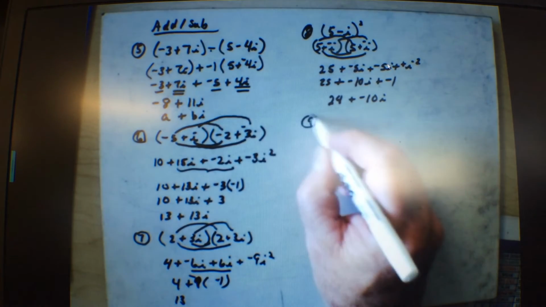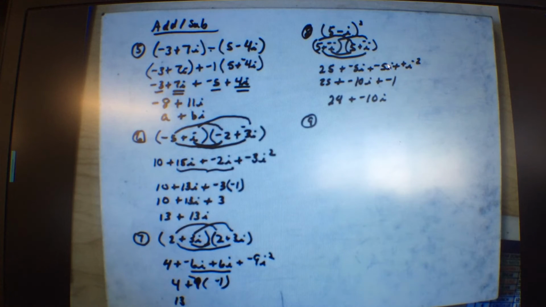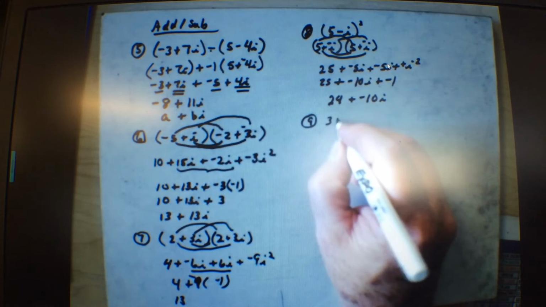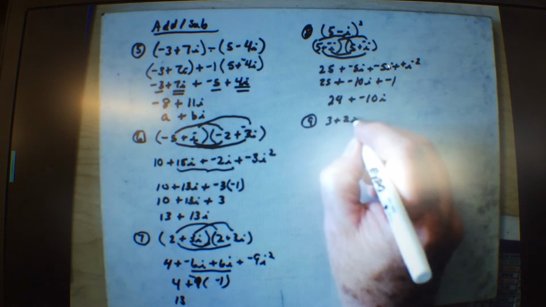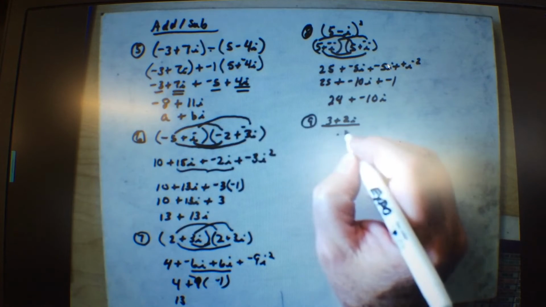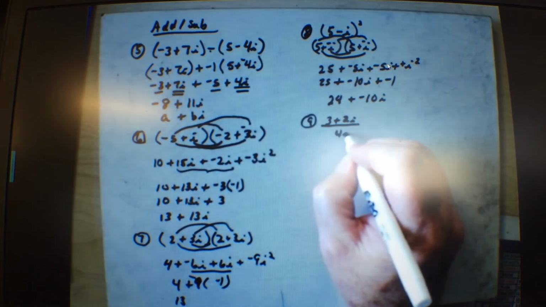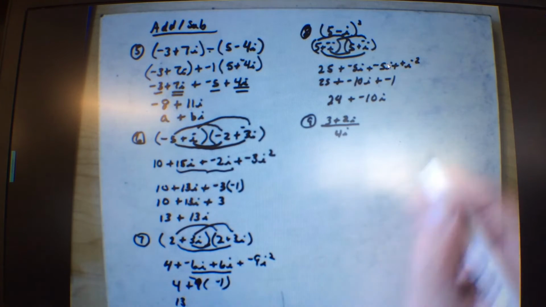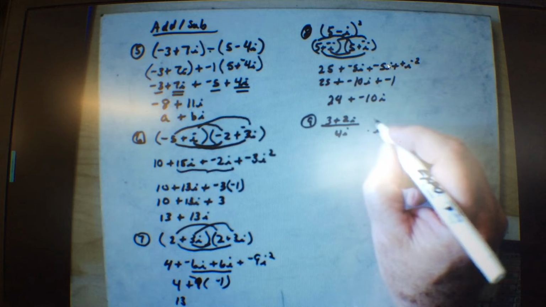One of the last things we're going to talk about is division, and it's always the hardest. Okay? Let's say that we had 3 plus 2i over 4i. Whenever you have just a product in the denominator, we multiply the top and the bottom by i.